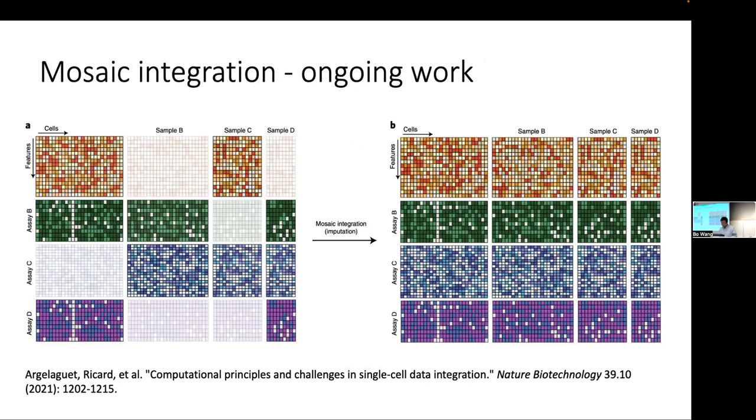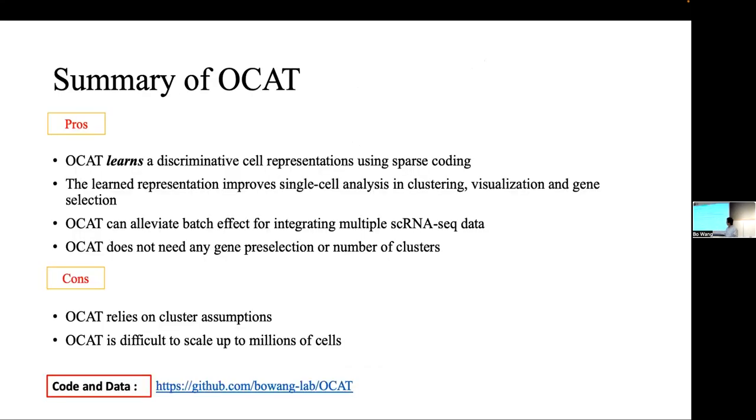All right, to summarize the first part of the talk, the pros of OCAD is that it really learns discriminative cell representations using sparse coding. It transforms the high dimensional space in RNA-seq space to a very low dimensional sparse space. And this learned representation is very efficient in preserving biological signals while removing batch effects.